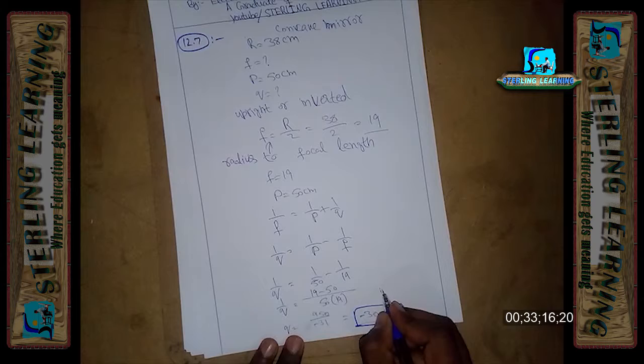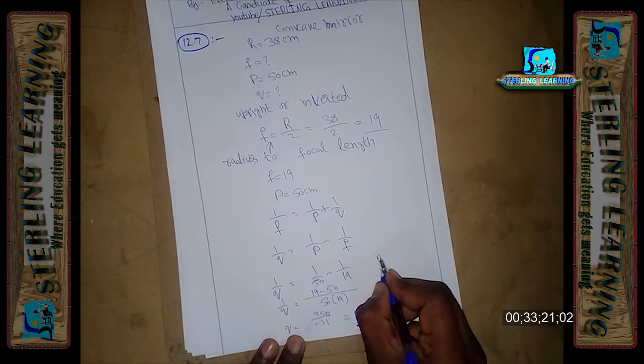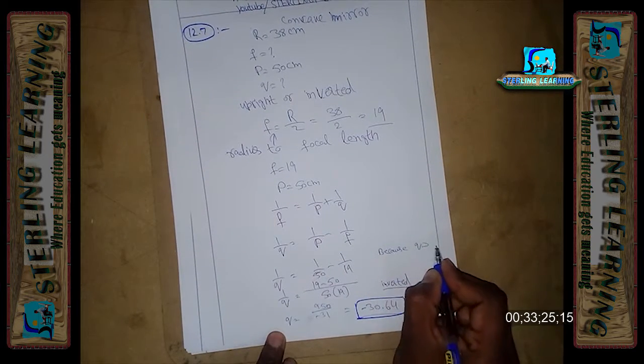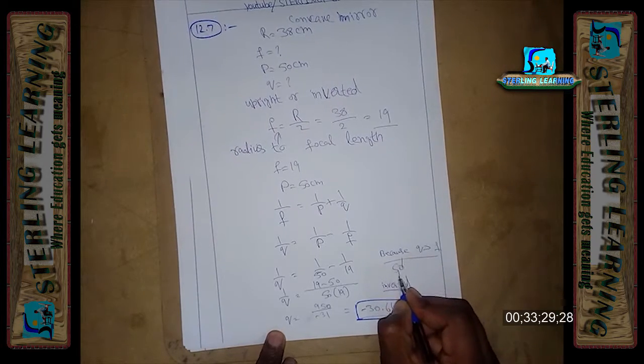Image would be upright or inverted? It would be inverted because Q is greater than F, so inverted.